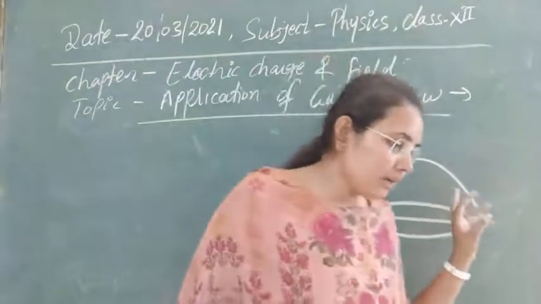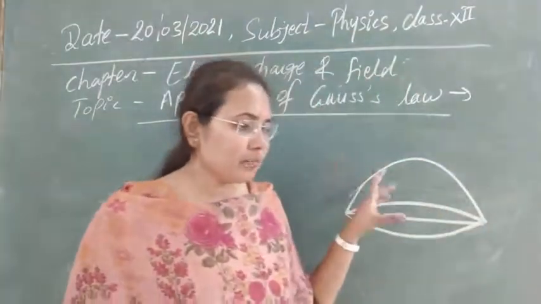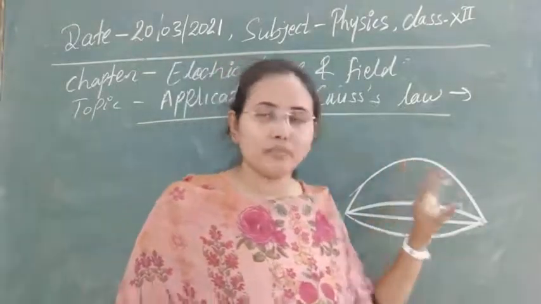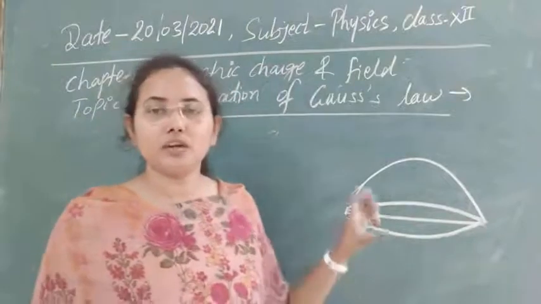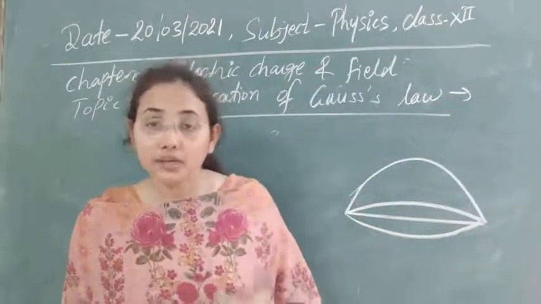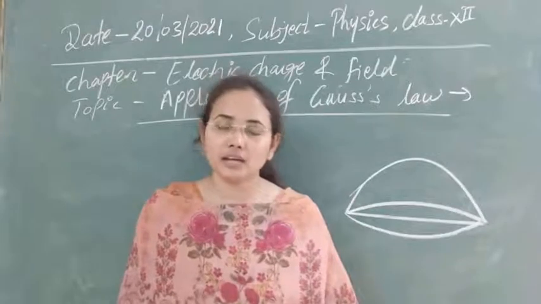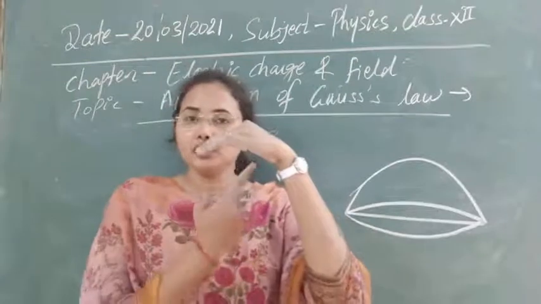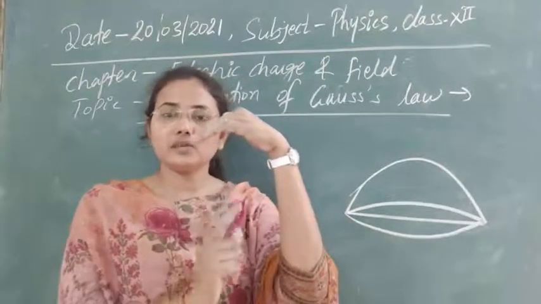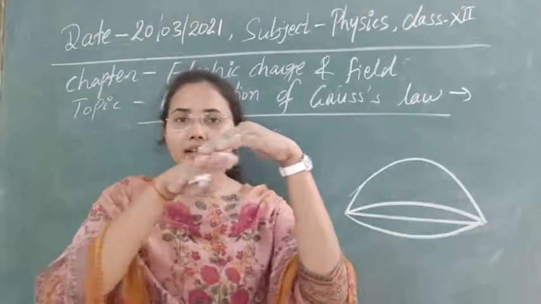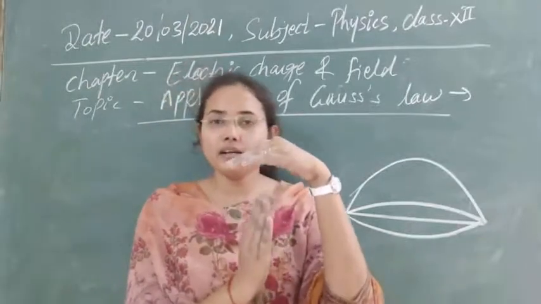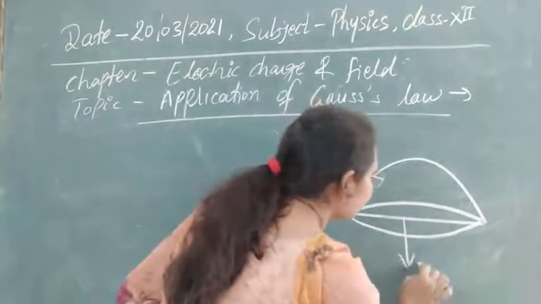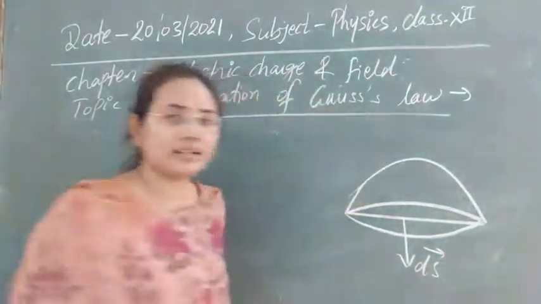Now, for a uniform electric field, we have to see what the flux associated with the curved surface will be. To calculate the flux, again, we have to understand in which direction the area vector will be. The circular section is in this direction, so its planar area is this. Its perpendicular direction shows the area vector, so the area vector is in this direction.